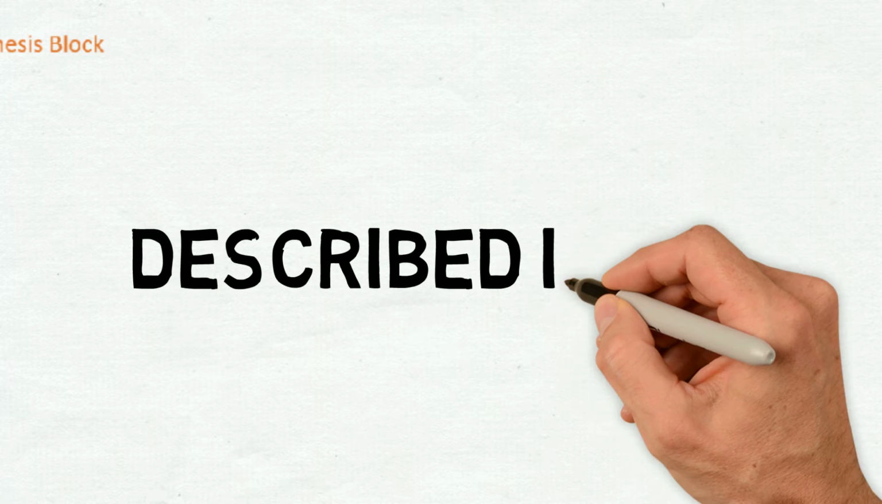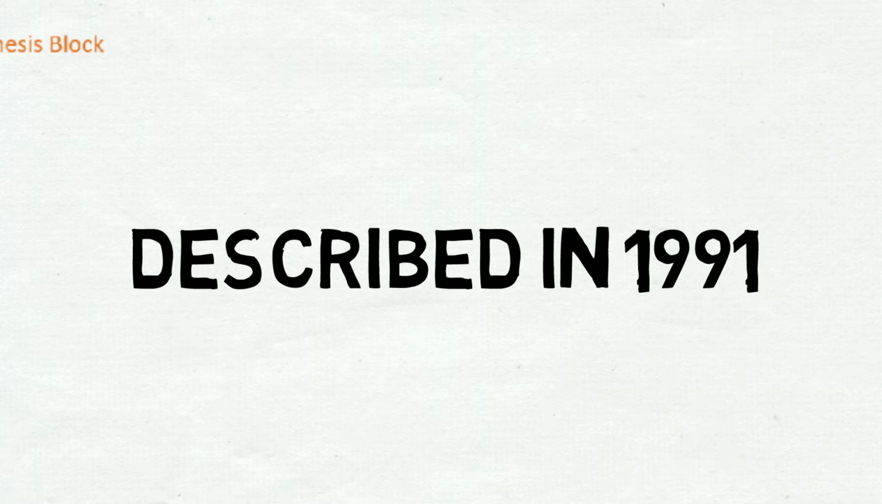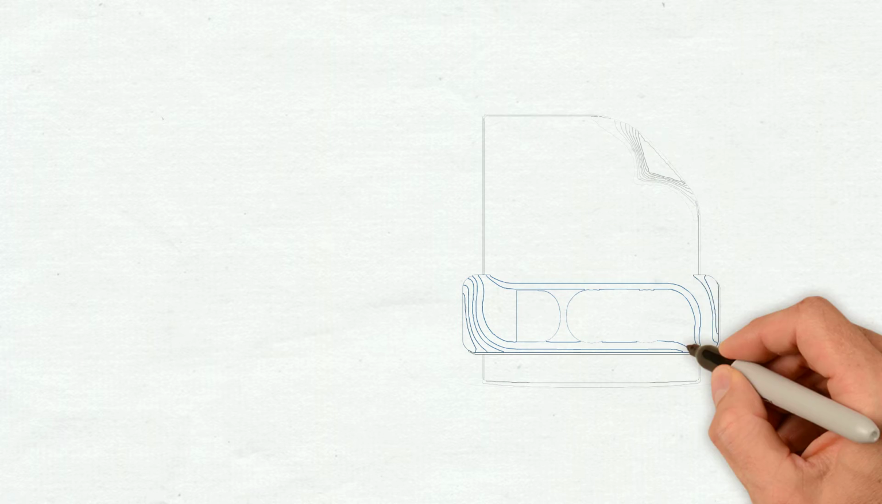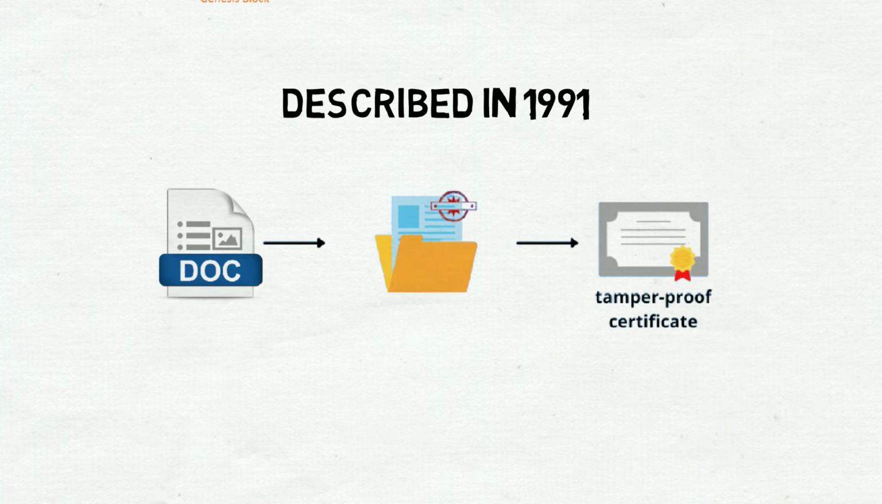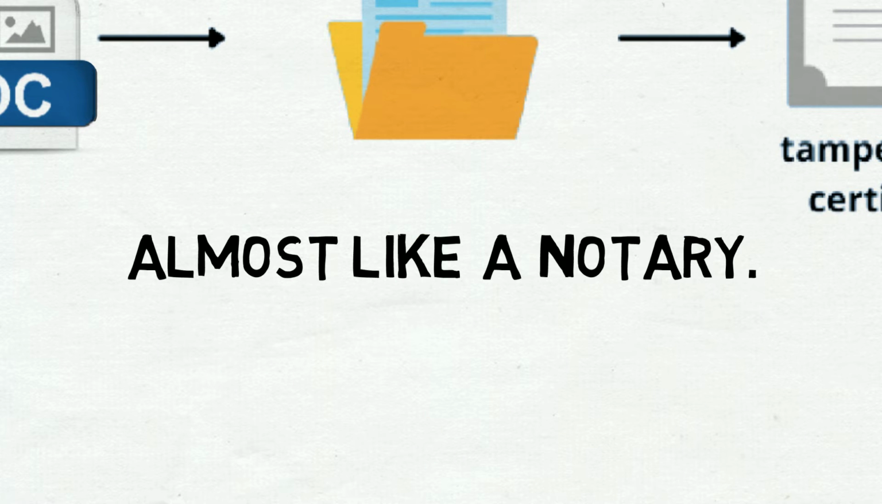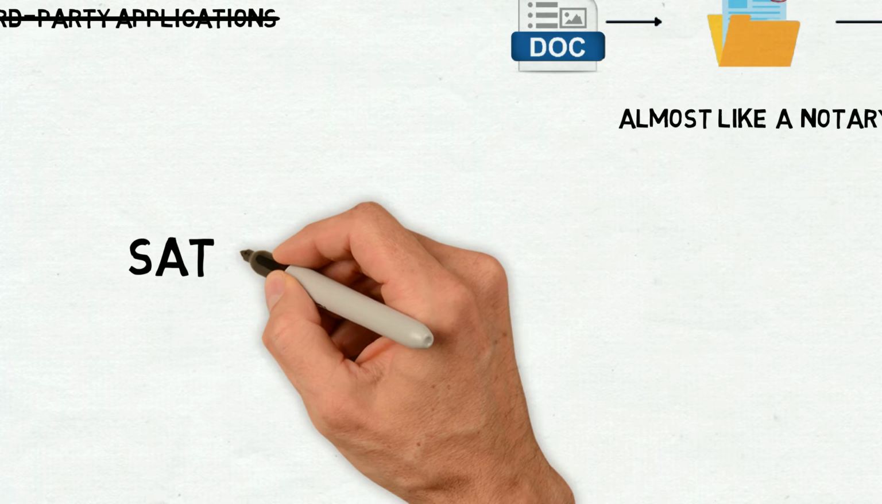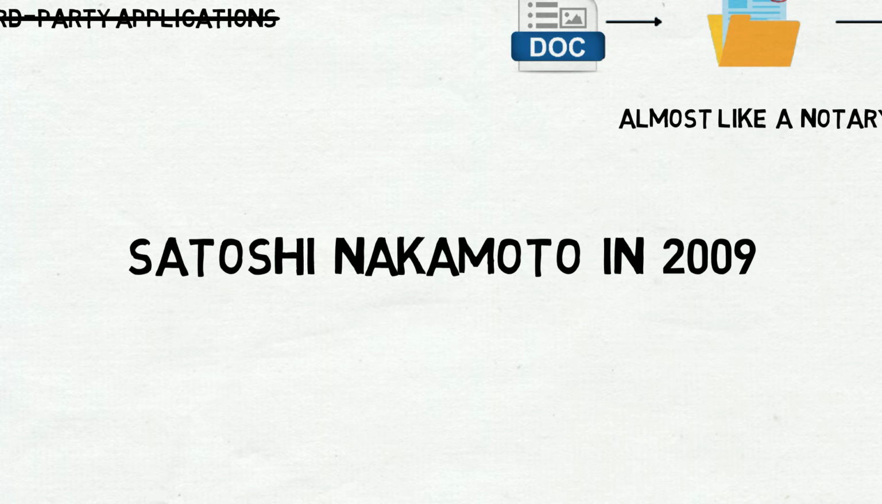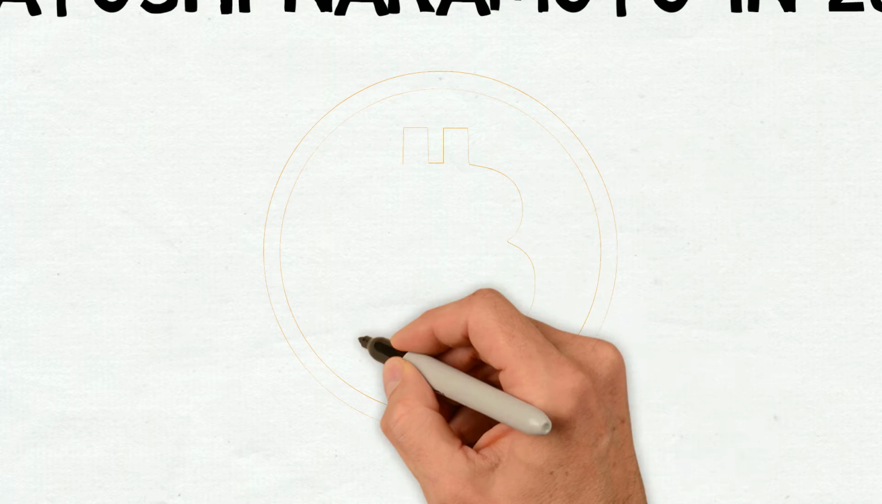This technique was originally described in 1991 by a group of researchers, and was originally intended to timestamp digital documents, so that it's not possible to backdate them or to tamper with them. Almost like a notary. However, it went by mostly unused until it was adapted by Satoshi Nakamoto in 2009, to create the digital cryptocurrency Bitcoin.